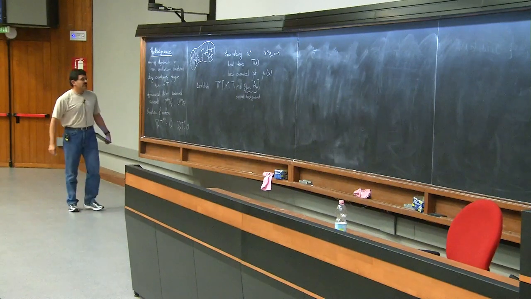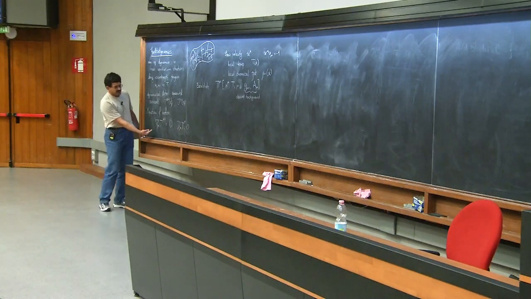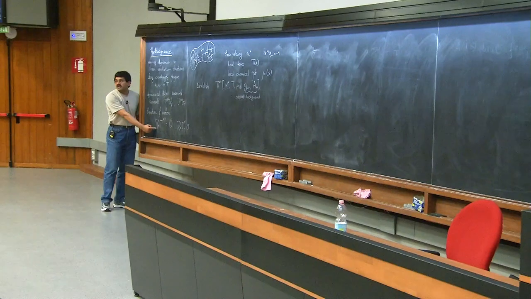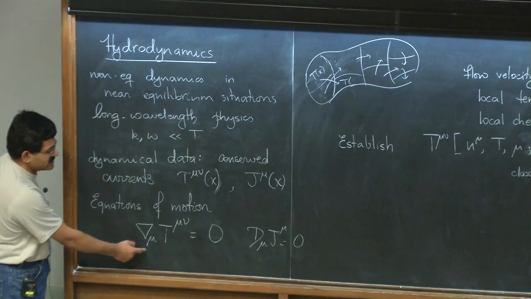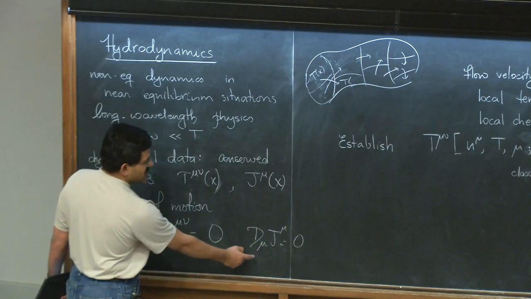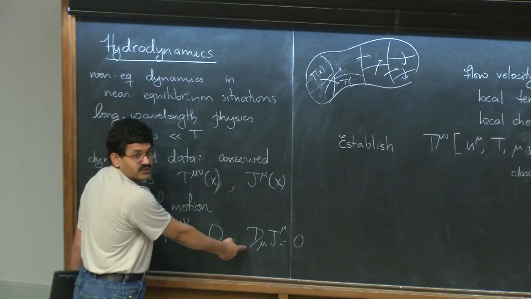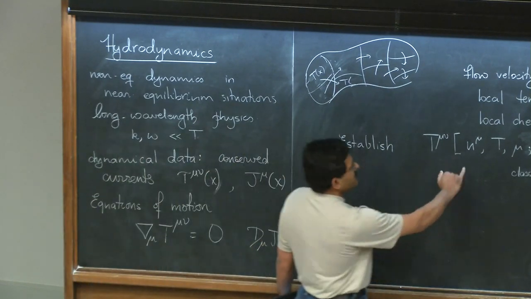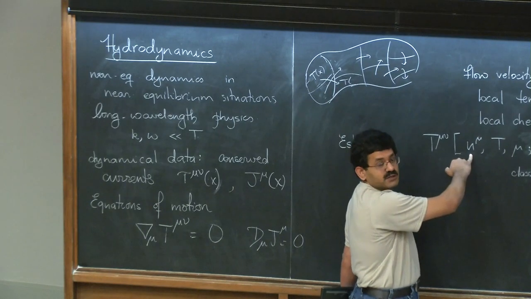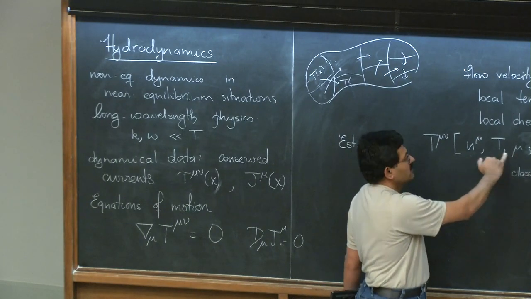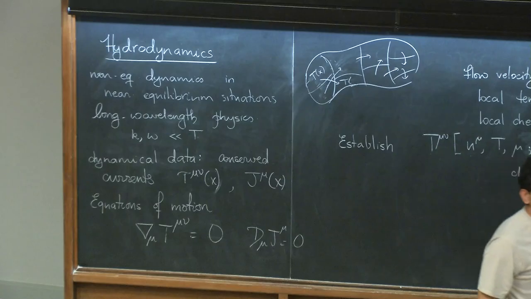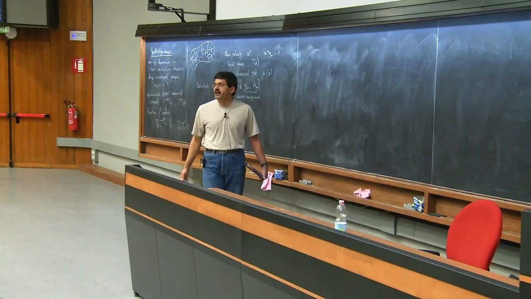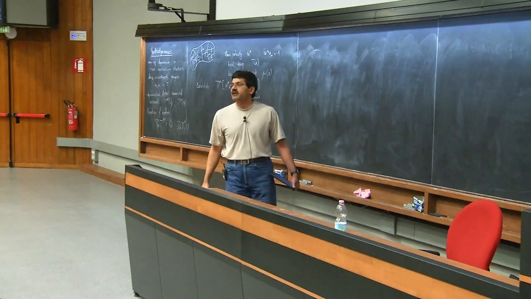You can convince yourself that these are the right number of equations because this is a conservation equation in D dimensions. So this has D equations. This is one extra equation, a scalar equation for charge conservation. In U, I have D minus one variables. In T, I have one variable. And in mu, I have one variable. So the system is deterministic. It has exactly the right number of degrees of freedom as there are equations.